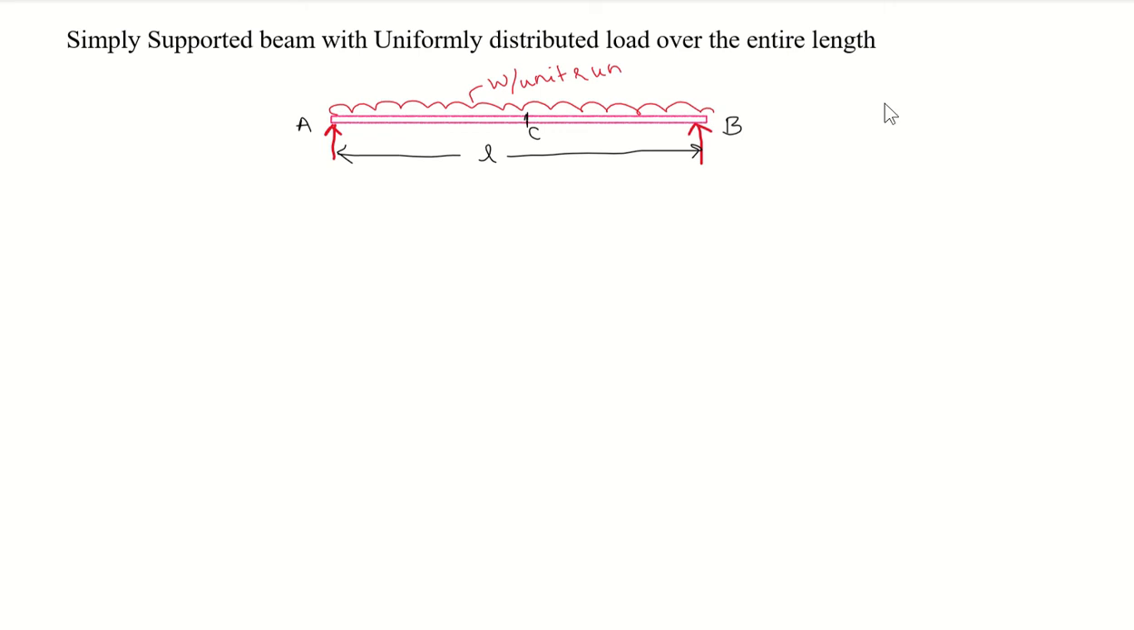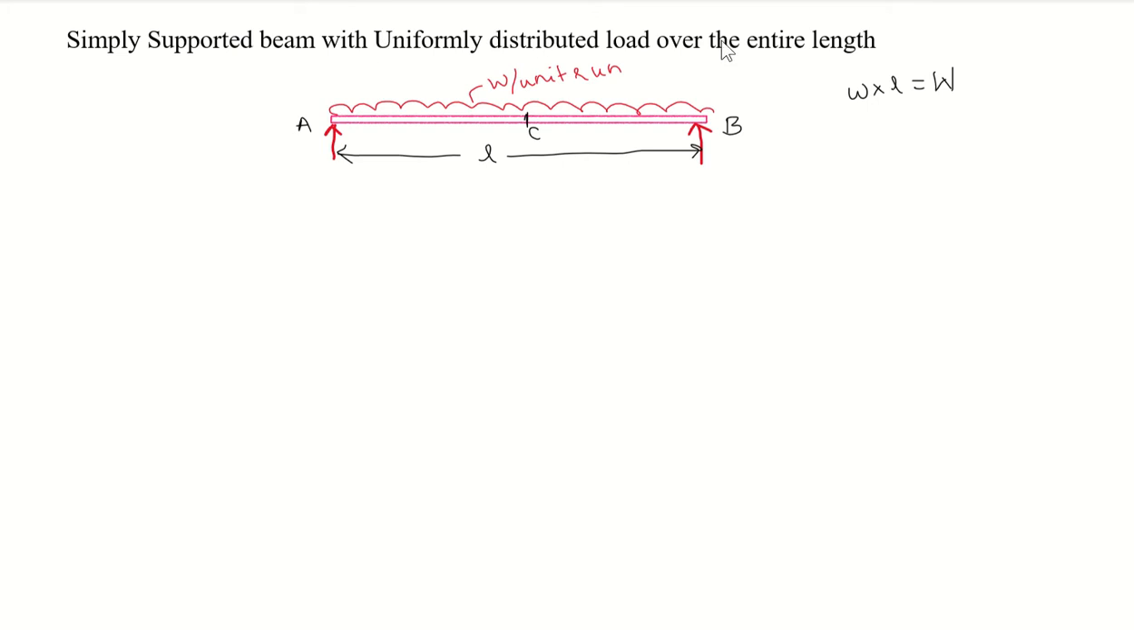Okay, so this entire load what we are talking about, small w, which is acting over the entire length, will be w into L, so that can be replaced with a point load which can be indicated with capital W, right? So that is acting exactly at the midpoint, so we are considering the midpoint here.